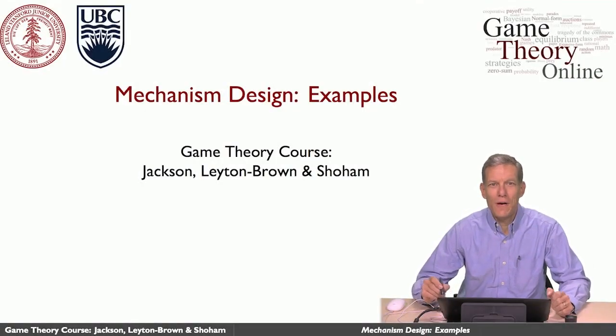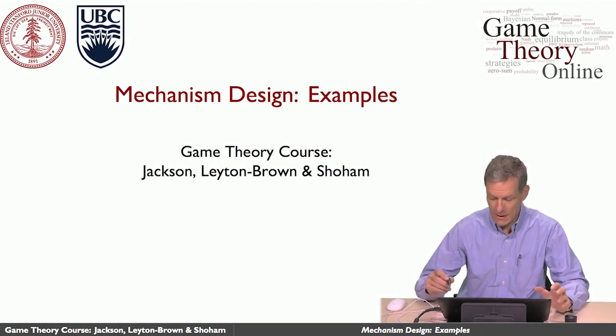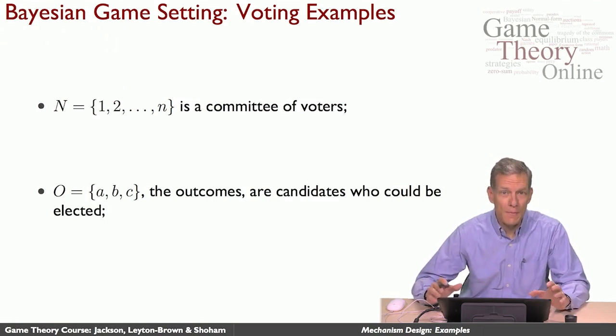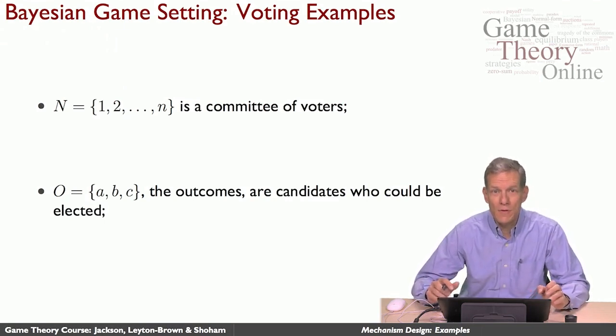So what we're going to do now is look at a few examples that'll illustrate some of the notation and definitions you've seen in terms of mechanism design. So let's go through that. So let's look at a particular example. And this is going to be an example where there's a society of people making a decision over a candidate.